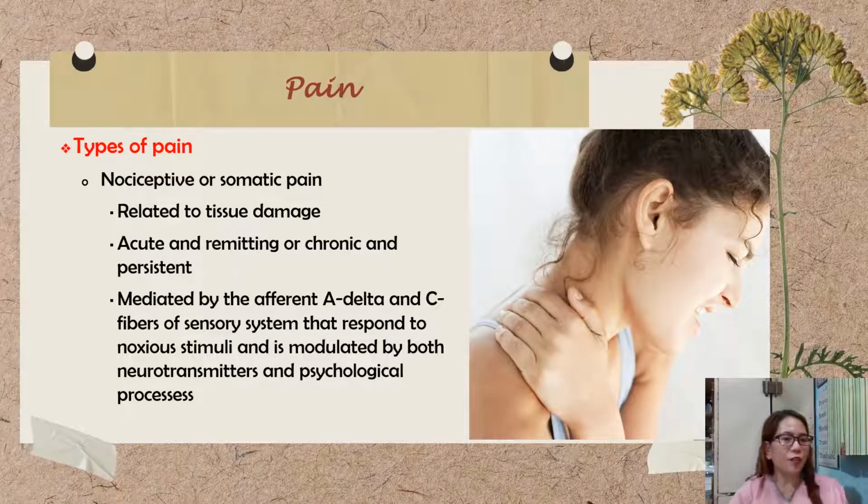Okay, so moving on to the different types of pain, we have what we call the nociceptive or somatic pain, which is related to tissue damage or kapag may sugat or merong injury. Okay, this is usually acute and limiting, or it can be chronic and persistent. It is mediated by the afferent A delta and C fibers of the sensory system that respond to a noxious stimuli and is modulated by both neurotransmitters and psychological processes that cause the feeling of pain.